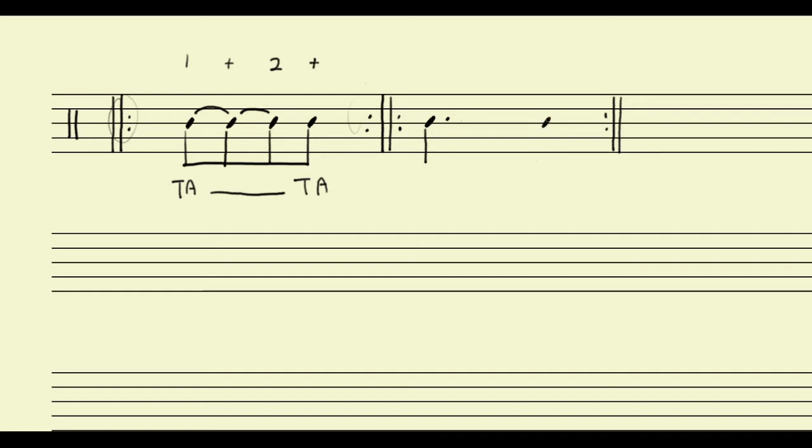So this figure, the dotted quarter note with an eighth note, that dotted quarter would cover 1 and 2, and then that eighth note at the end would cover and. So I would perform it exactly the same way. Say ta, I'd hold that ta for the and of 1 into 2, and then say ta one more time on the end. So again, the way that I perform the measure on the left is exactly the way that I would perform the measure on the right. 1 and 2 and 1 and 2 and, ta, ta, ta.